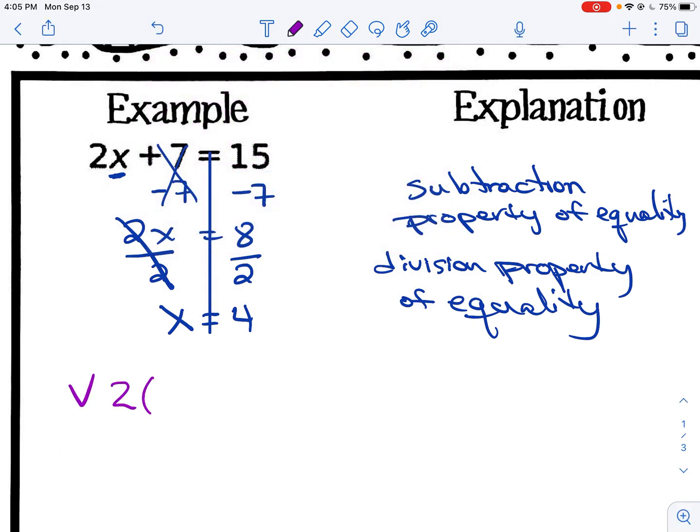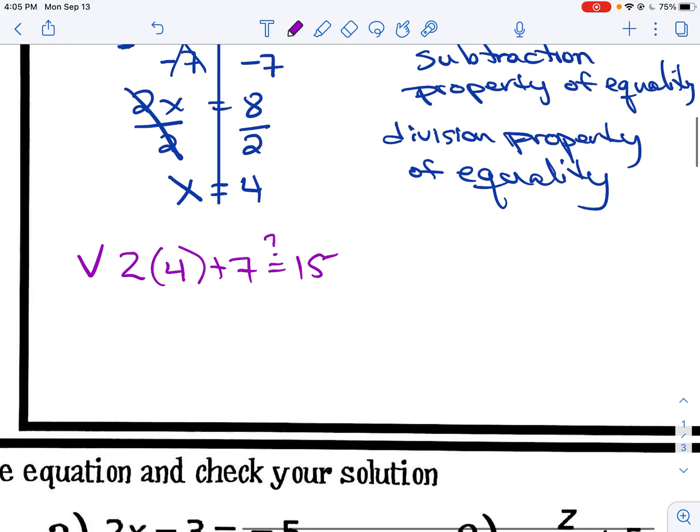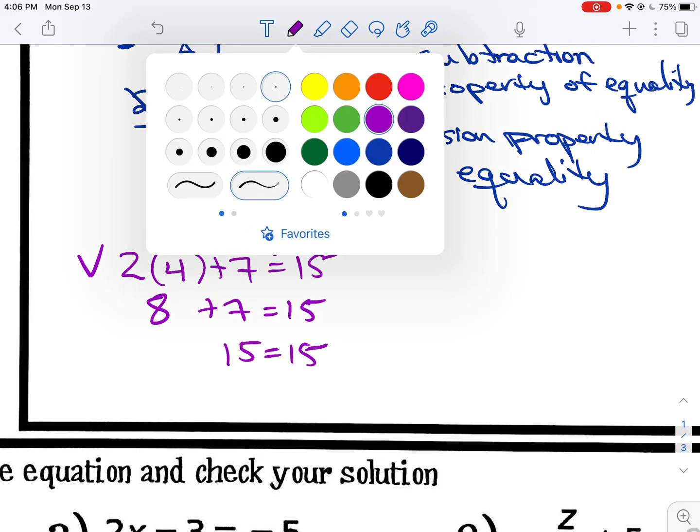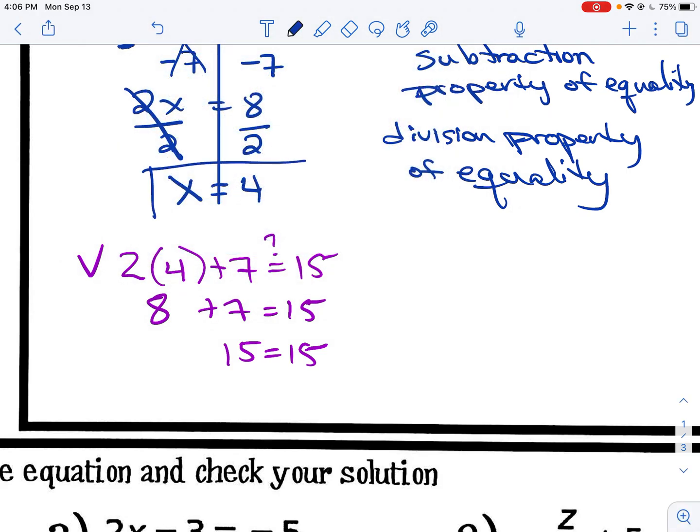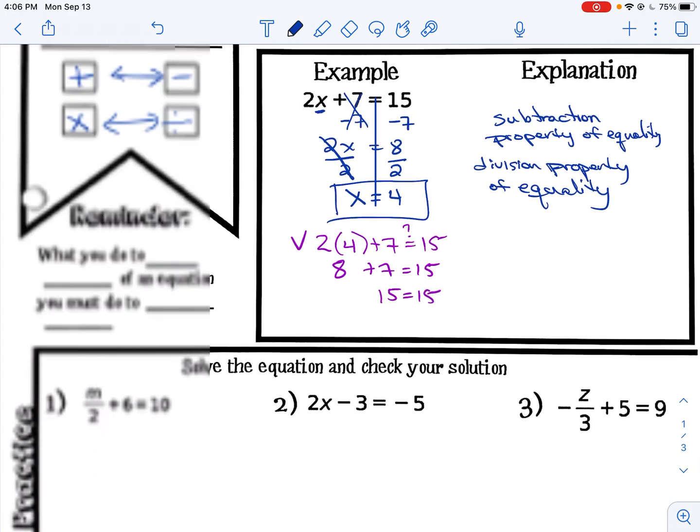Then we check our answer and make sure it's correct. So 2 times 4 plus 7, does that equal 15? So multiplication comes first, so I multiply. And 15 does equal 15, so I did get the correct answer.